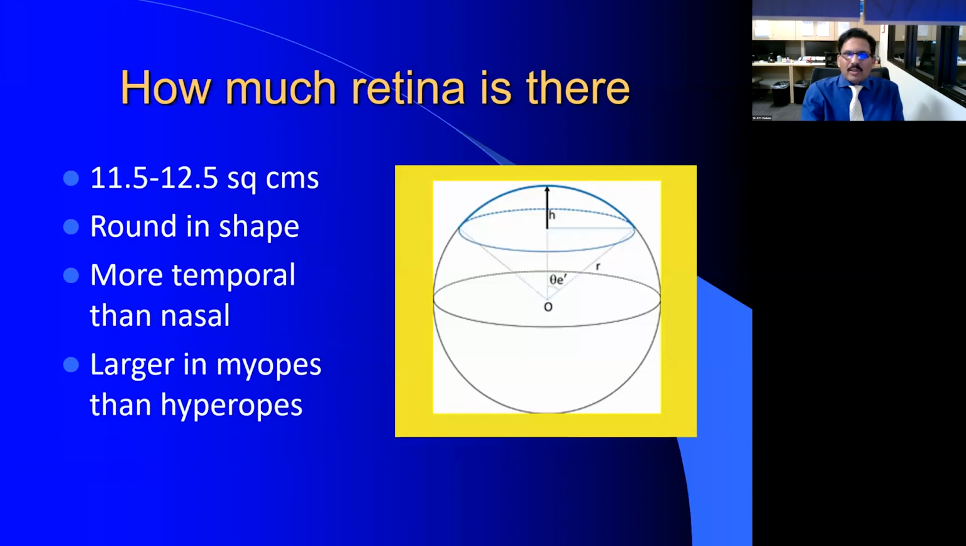So let us start how much retina is there in actually human eye. Using the geometric models, a 24 millimeter normal average human eye has between 11.5 to 12.5 square centimeters of retina wrapped starting from the disc and ending at the ora serrata. It is round in shape. It is more in size in temporal than nasal. And obviously it is much larger in size, the surface area in myopes than hyperopes.